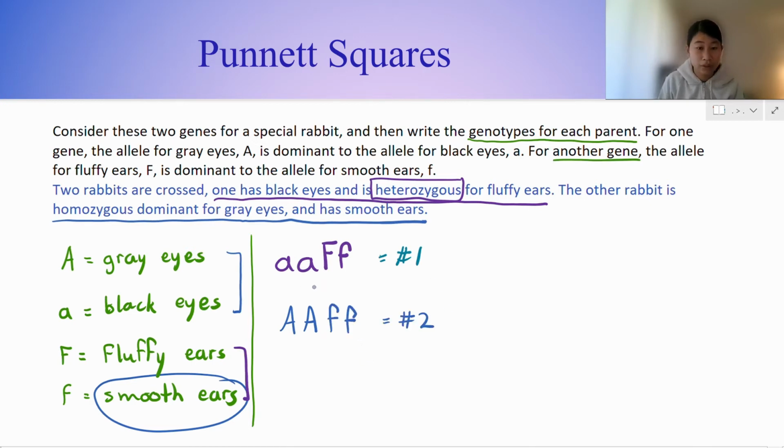So parent number 1 is homozygous recessive for the eye color and heterozygous for the ear texture, and we have that as little a, little a, capital F, little f. And then for the other parent, we have homozygous dominant for eye color and homozygous recessive for the ear texture. So capital A, capital A, and then little f, little f.